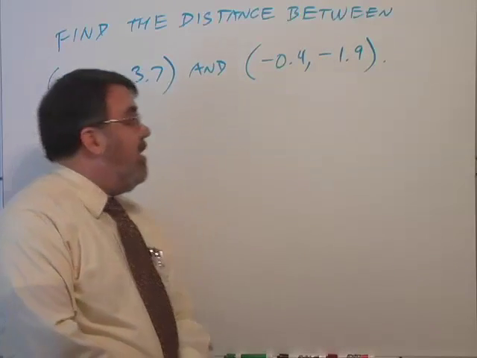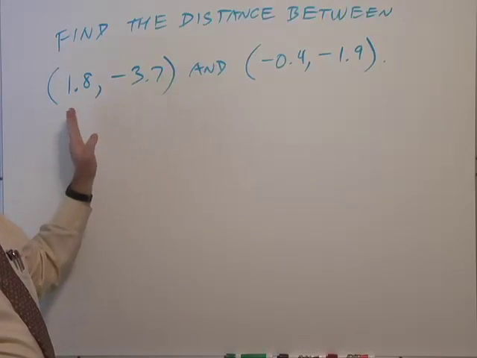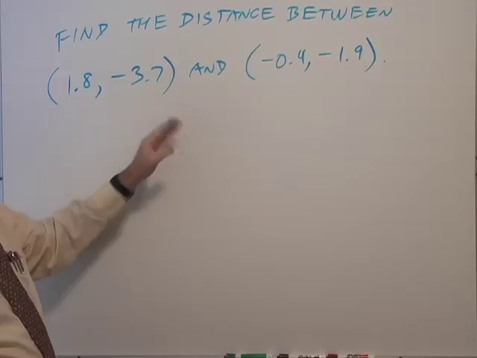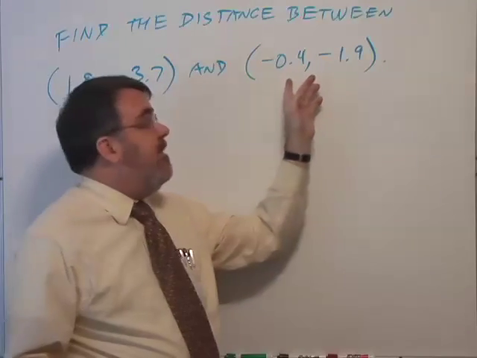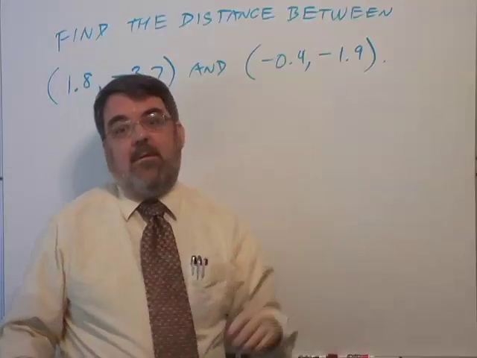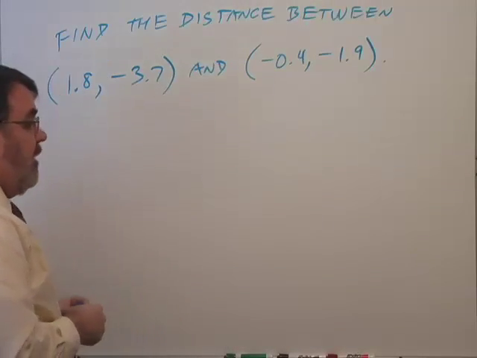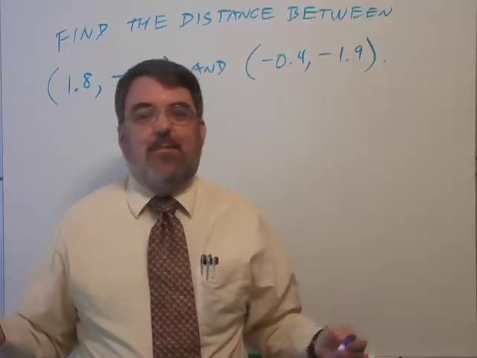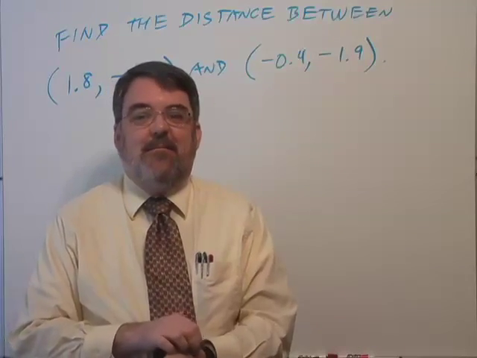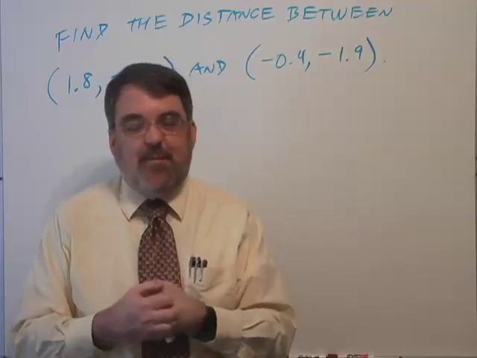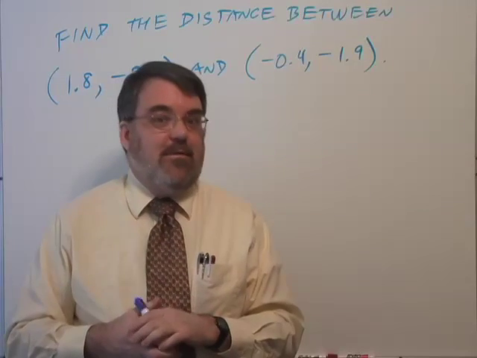Here's our problem. Find the distance between (1.8, -3.7) and (-0.4, -1.9). All right. Now there are formulas. There is a formula for this, and every textbook has one. I don't use one.